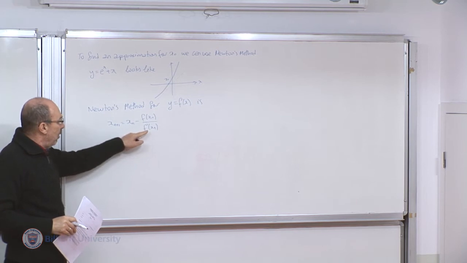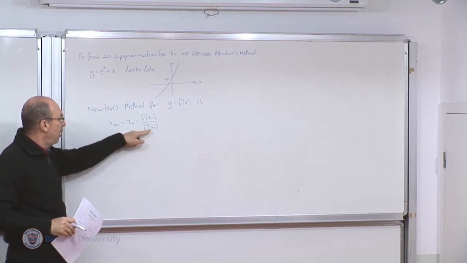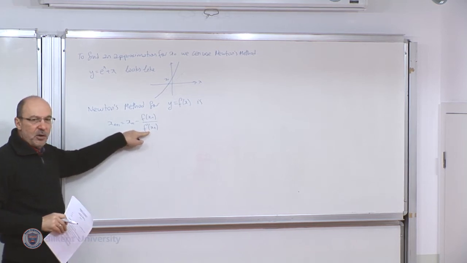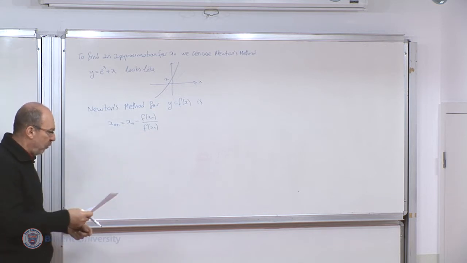Okay, so you also check that if f prime is 0, the tangent line is horizontal, and the tangent line will never intersect the x-axis. So that's also read from here.